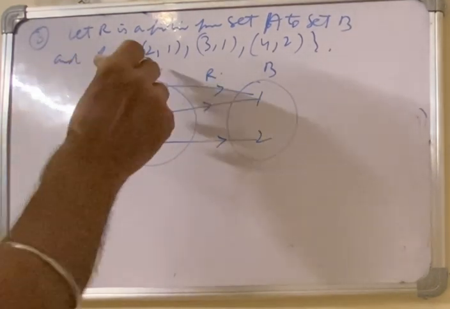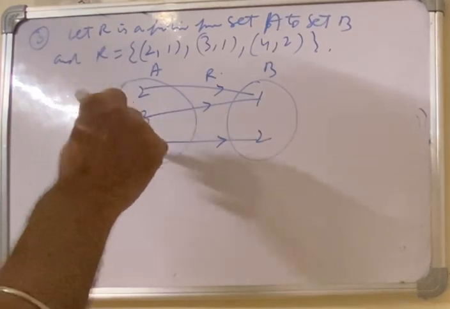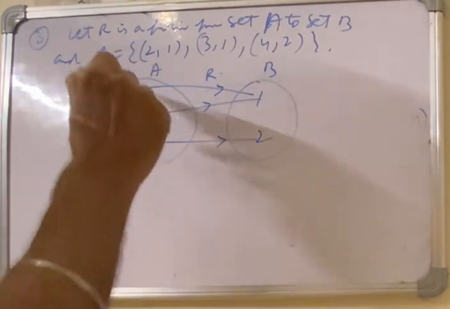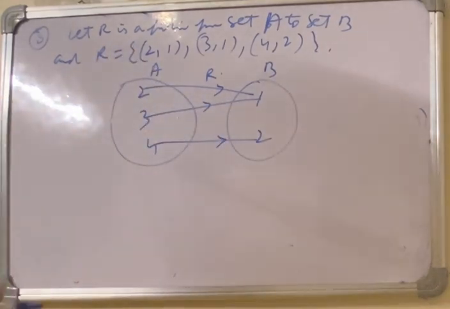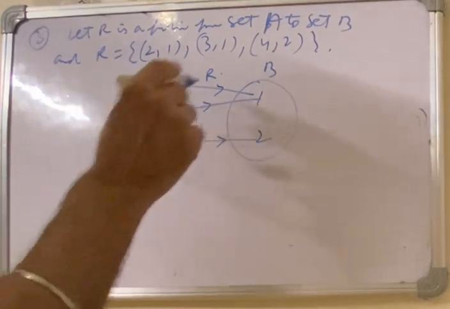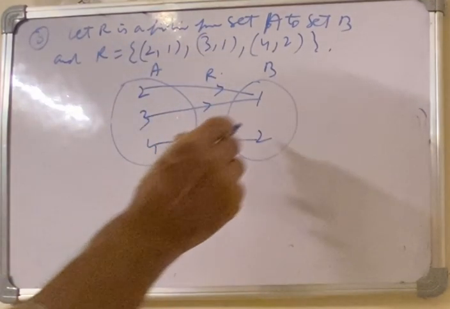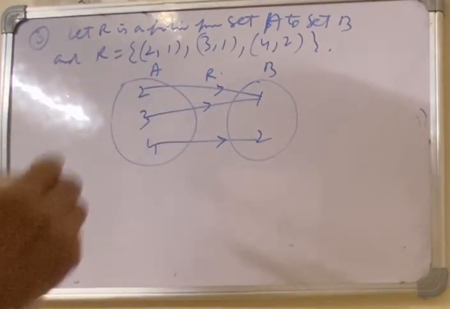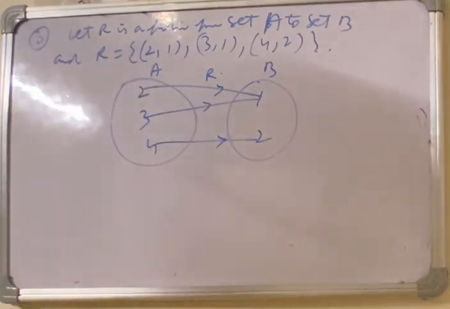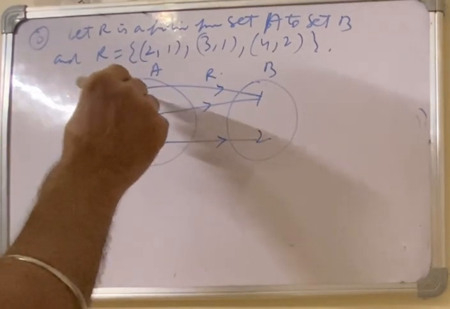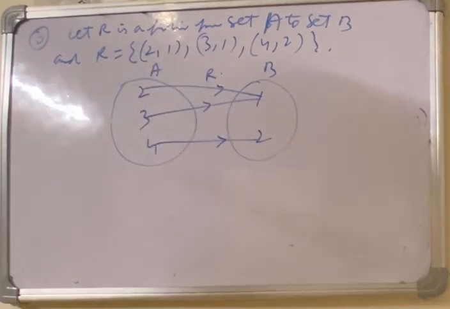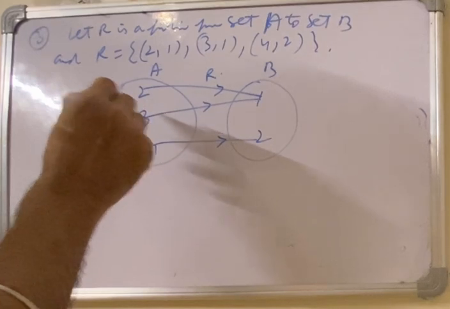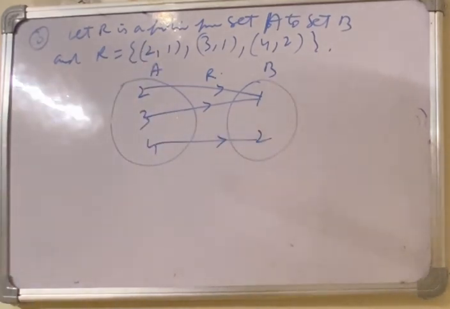Secondly, all the elements of set A must have images in B. There are two things. One is all the elements of A should be covered. Secondly, no element of A must have more than one image in set B. We don't bother about B. We are concerned with A. Once again, no element of A should be uncovered. That is, every element of A must have image in B. Secondly, no element of A should have more than one image in B.